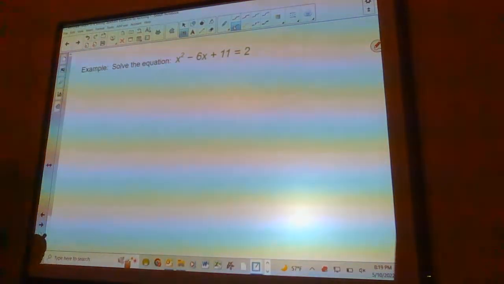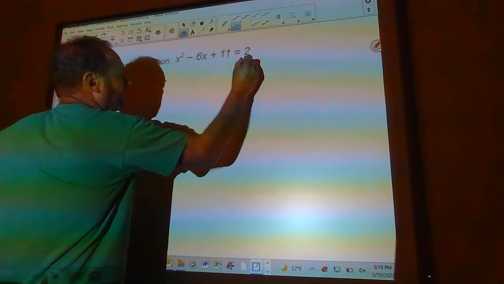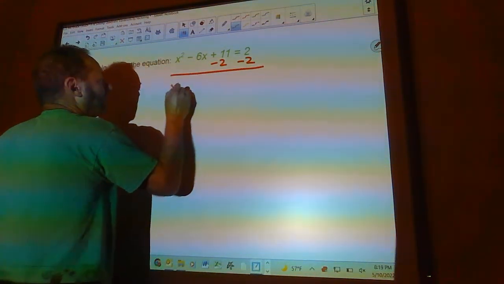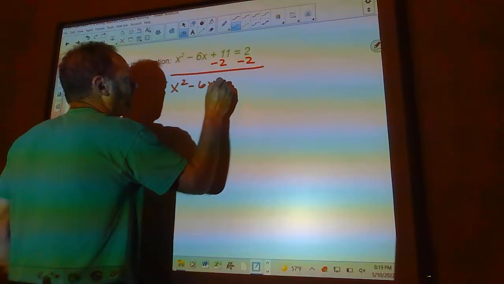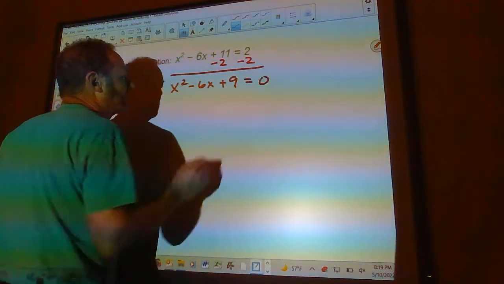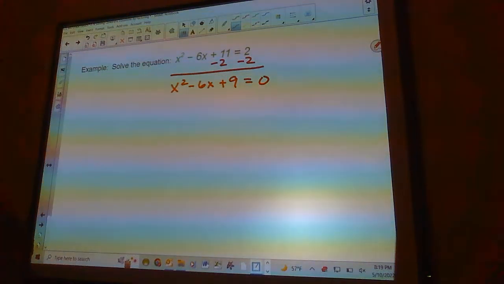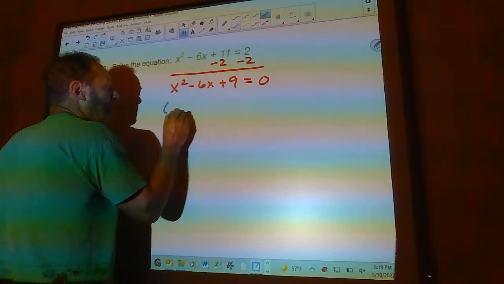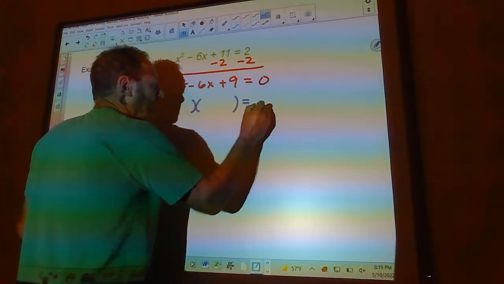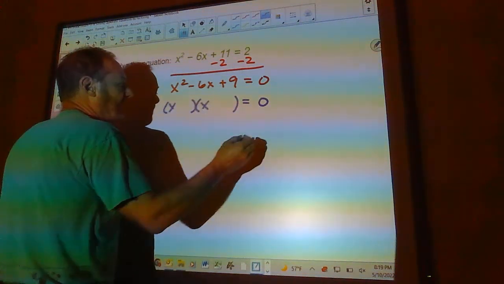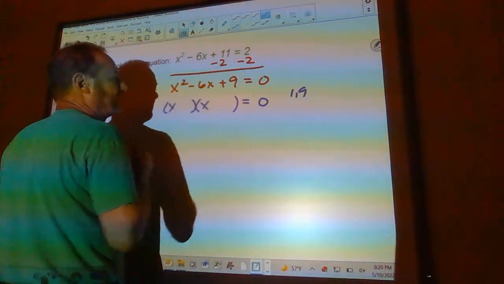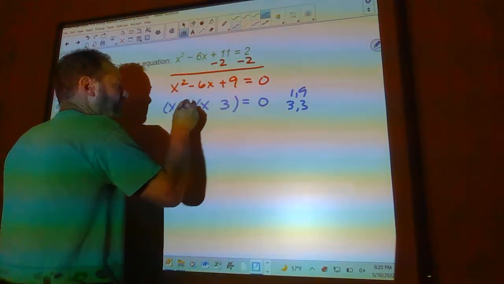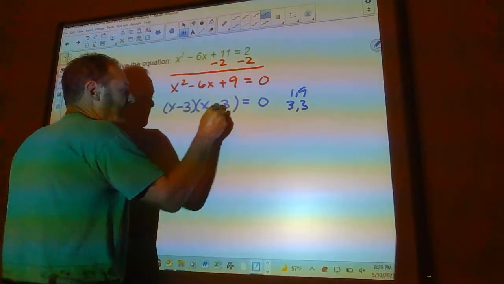Okay, so the first thing I'm going to do is I'm going to move this 2 over here, and I'm going to get x squared minus 6x plus 9 equals 0. Okay, next I'm going to factor this thing. So I've got an x and x. I've got factors of 1 and 9, which I can't make 6 with. And I've also got 3 and 3. I can make 6 from that, and that's negative 6. So it's going to be negative 3 and negative 3.